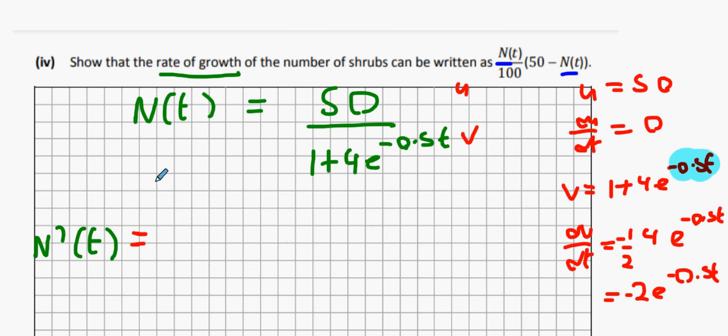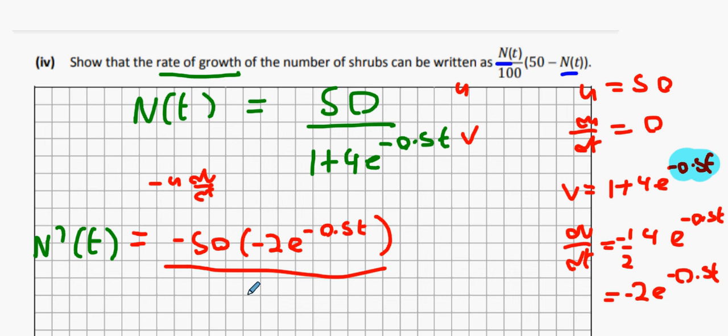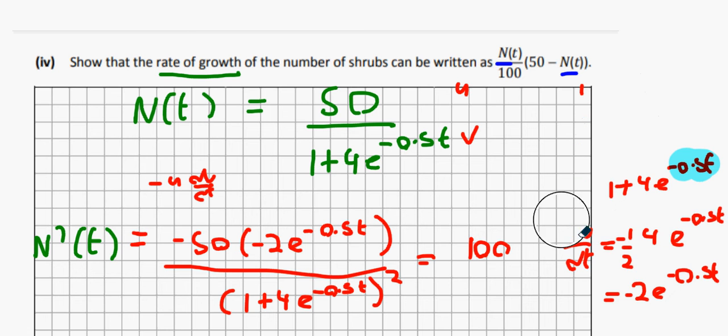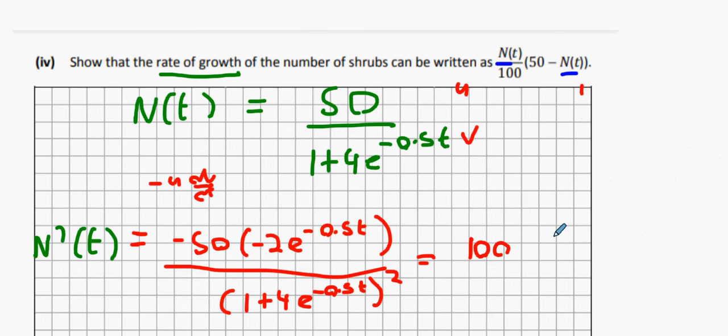And then minus u times the VDT, or u times the VDX, so to speak, is minus 50 times this guy here, isn't it? It's minus 2 e to the minus 0.5 t, and then what's that all over? This one squared, isn't it? We cool? Alright. Now lads, you listening? You just multiply the top out and you get 100. You just get 100 e to the minus 0.5.